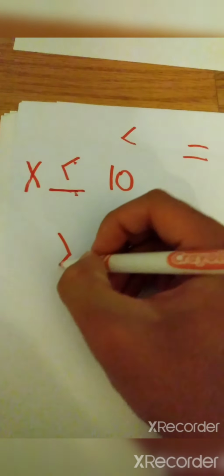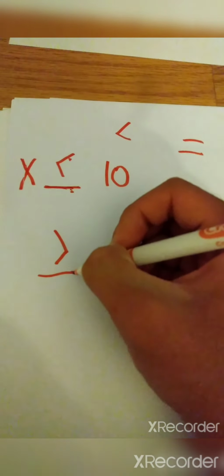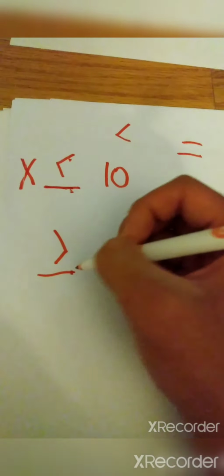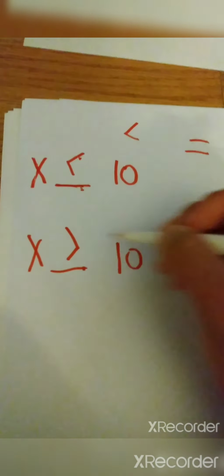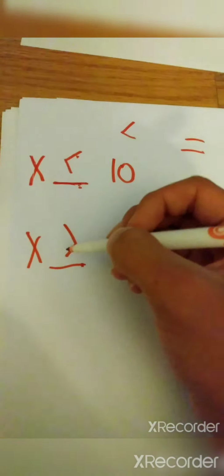And if we go over to the greater than or equal to, it's pretty much the complete opposite. It opens towards x, and we still have that magic carpet on the bottom, that line from the equal sign. So x is going to be greater than or equal to 10. X can be 10 or more.